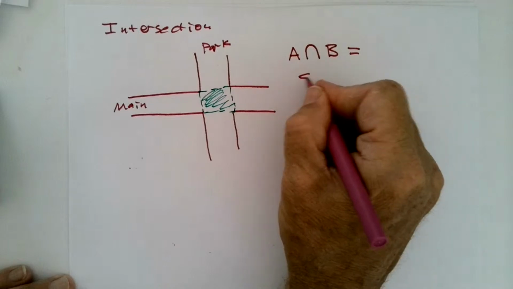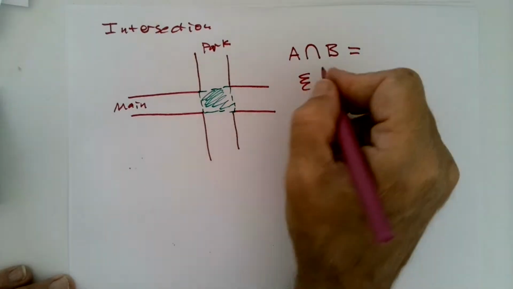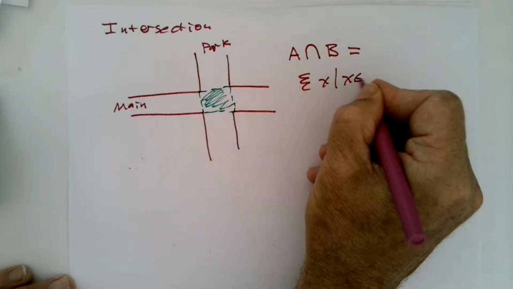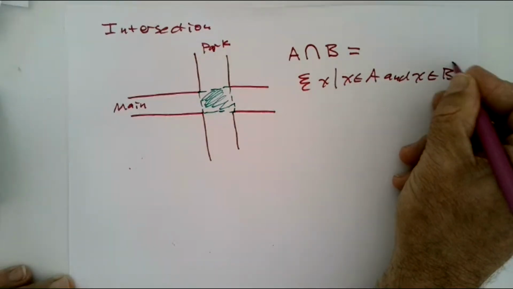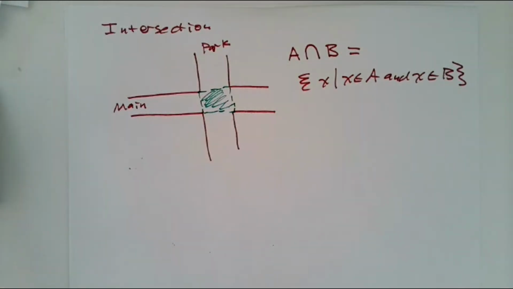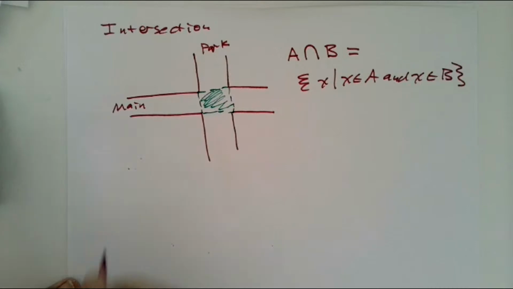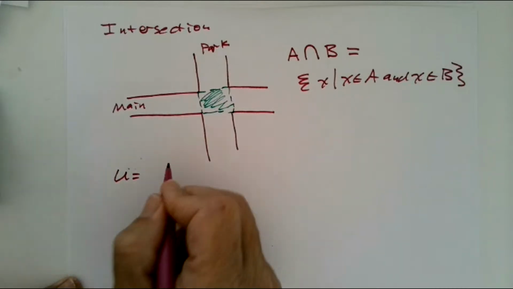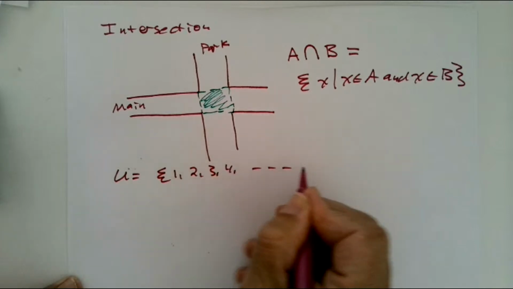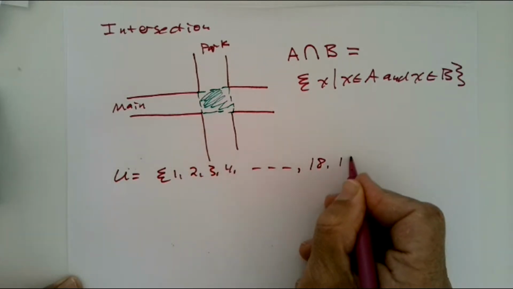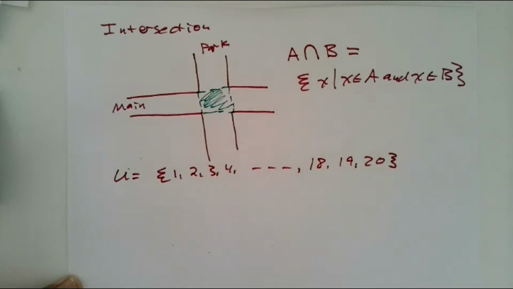And what is that set? That is the set such that X is in A and X is in B. So if I have the following sort of question, I need to define my universal set. Let's say the universal set is 1 through 20 this time, just so we have an idea what we're starting with.